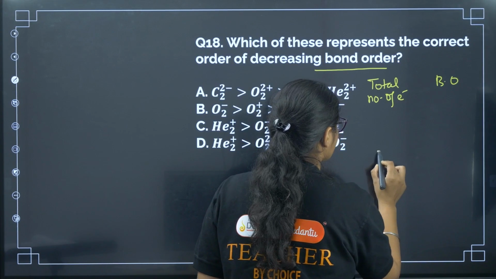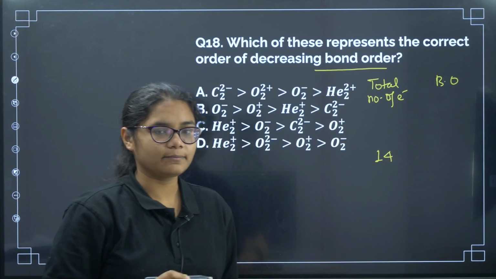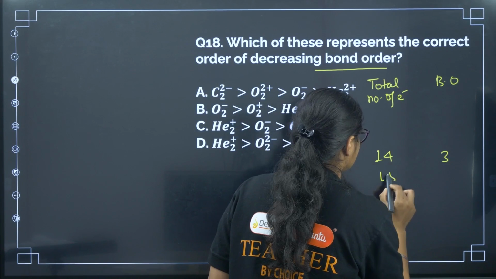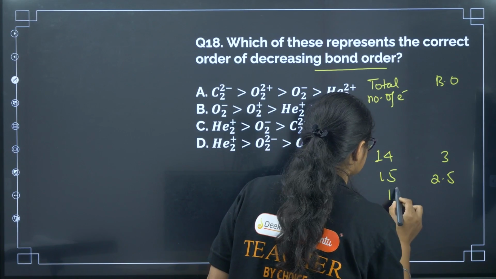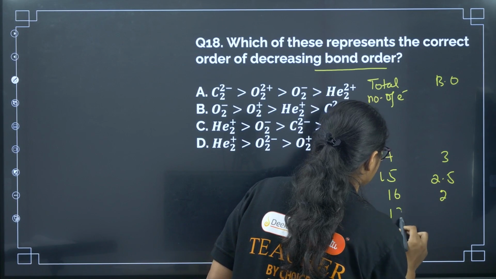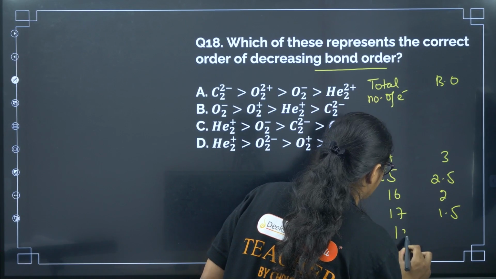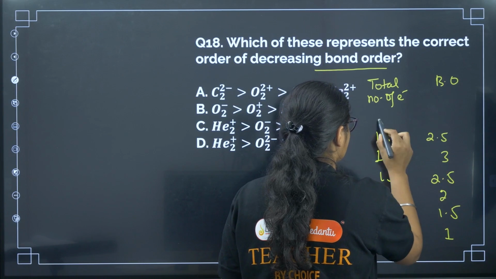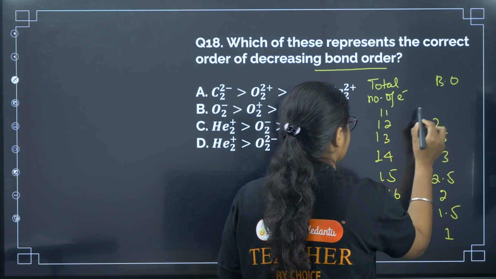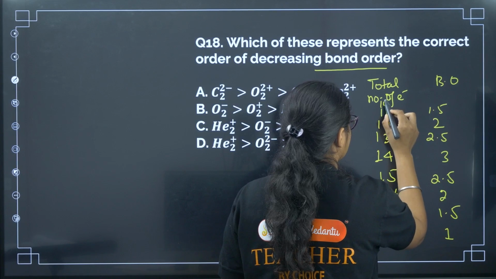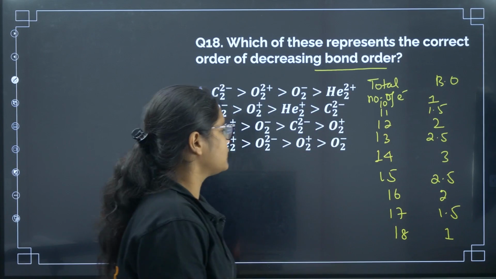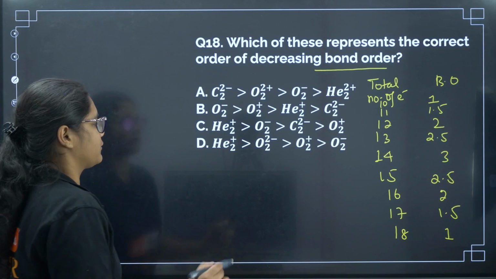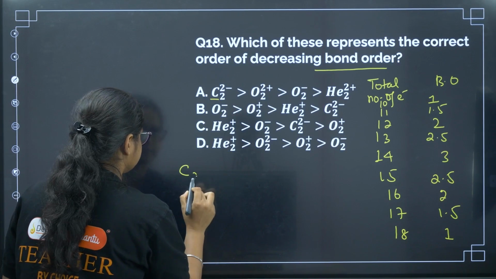So if the total number of electrons is 14, for example in case of N2, then the bond order will be 3. Then 15 it will be 2.5, 16 it will be 2, 17 it will be 1.5 and 18 it will be 1. Similarly on this side, 13 it is 2.5, 12 it is 2, 11 it is 1.5 and 10 it is 1, right? So now you can calculate all the bond orders and then arrange them as in the given question.